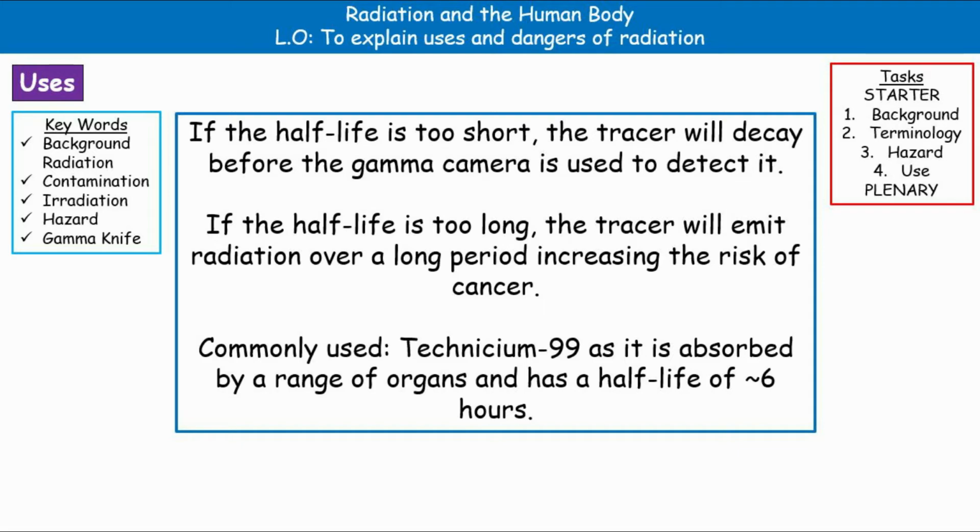We need something that's able to pass out of the body to our gamma camera. So we tend to use something that emits gamma radiation, hence we're using a gamma camera.